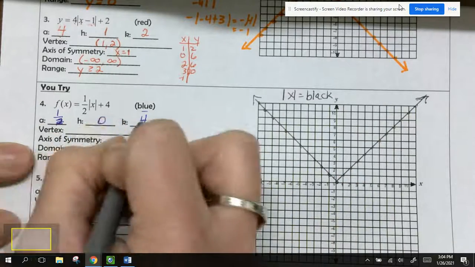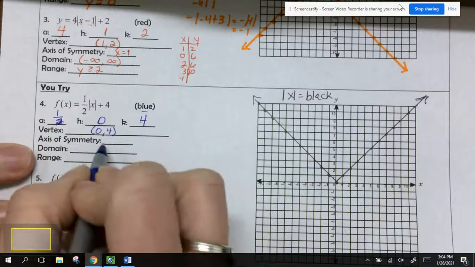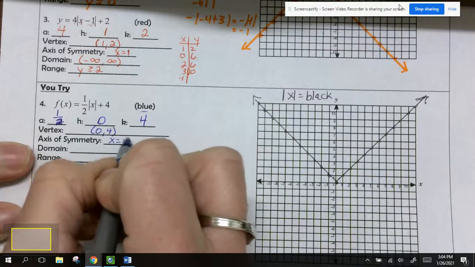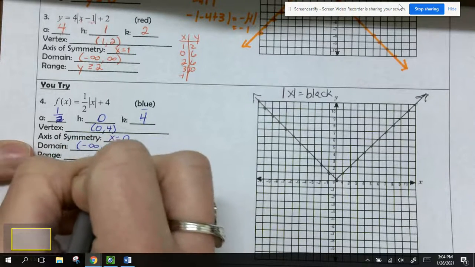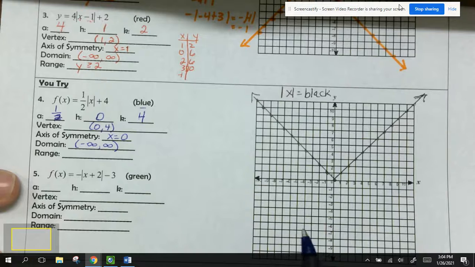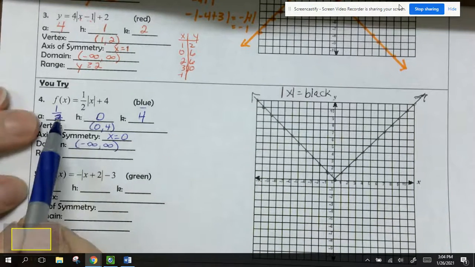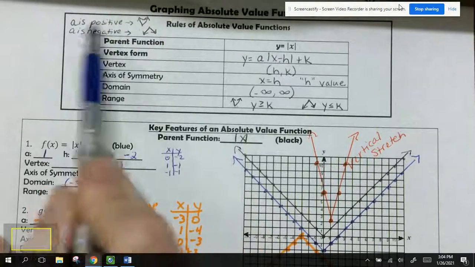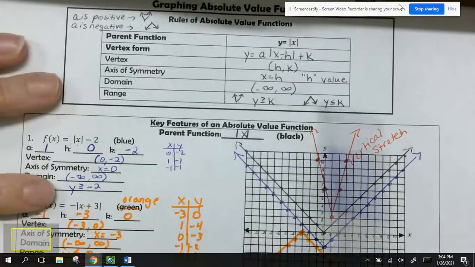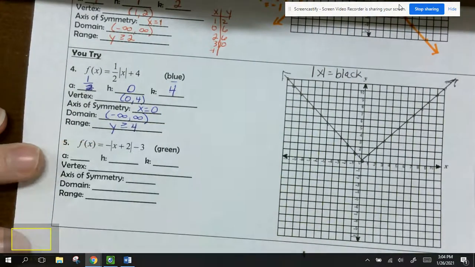Our vertex is at hk, so that's at 0, 4. Our axis of symmetry is at x equals h, so that's x equals 0. The domain is always negative infinity to infinity. And the range, so we have to look at the a. If the a is positive, that means it opens up. And when it opens up, that's y is greater than or equal to k. So y is greater than or equal to k, which is 4.